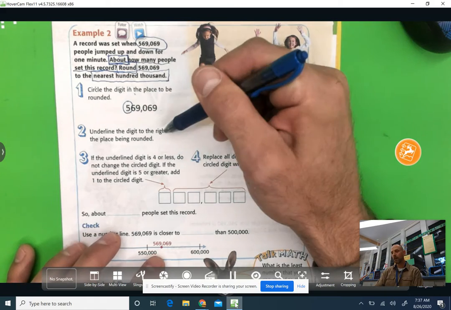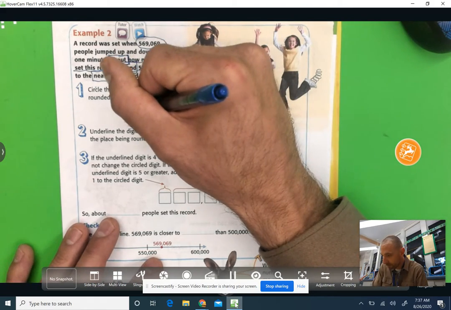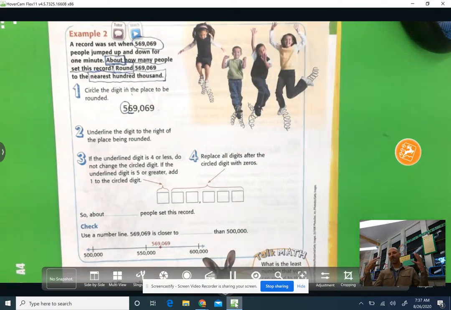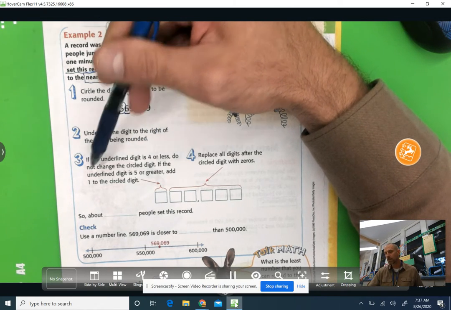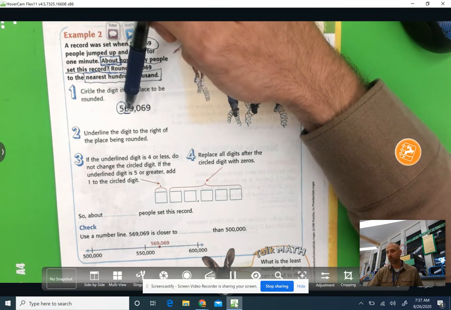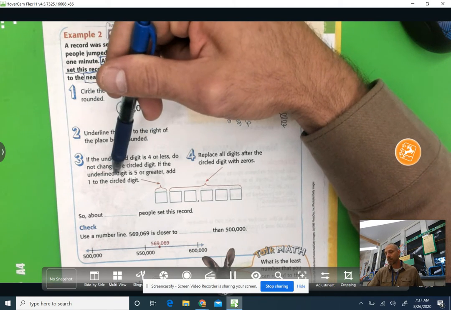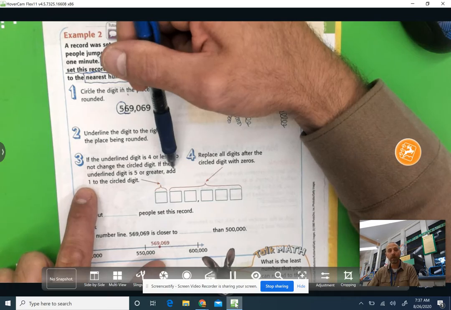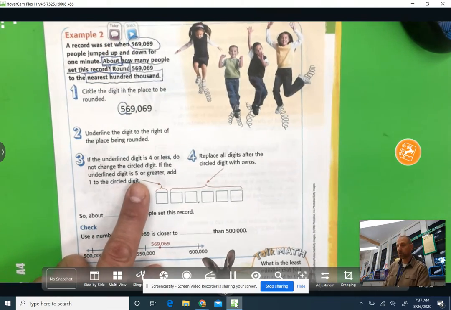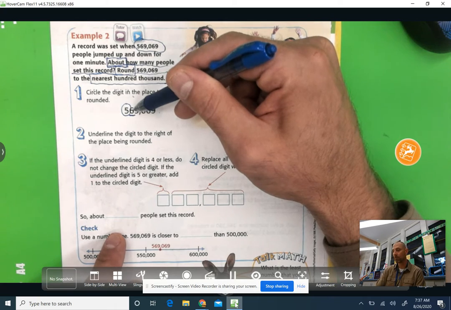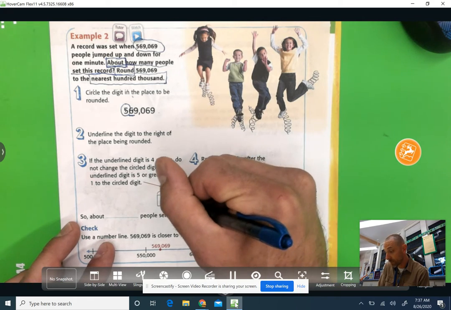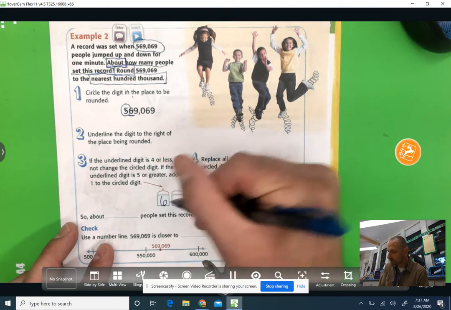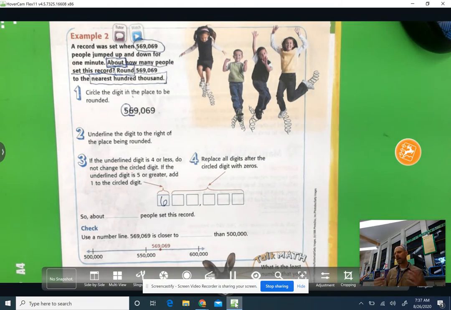The second step says underline the digit to the right of the place being rounded. Right? So again, it's 5 or more, 4 or less. If the underlined digit is 4 or less, do not change the circled digit. If the underlined digit is 5 or greater, add 1 to the circled digit. Okay, so we have a 6. That is 5 or more. We're going to add 1 to our digit in the 100,000s place, and when we do that, it becomes a 6. So essentially we're adding 100,000 to that 5.